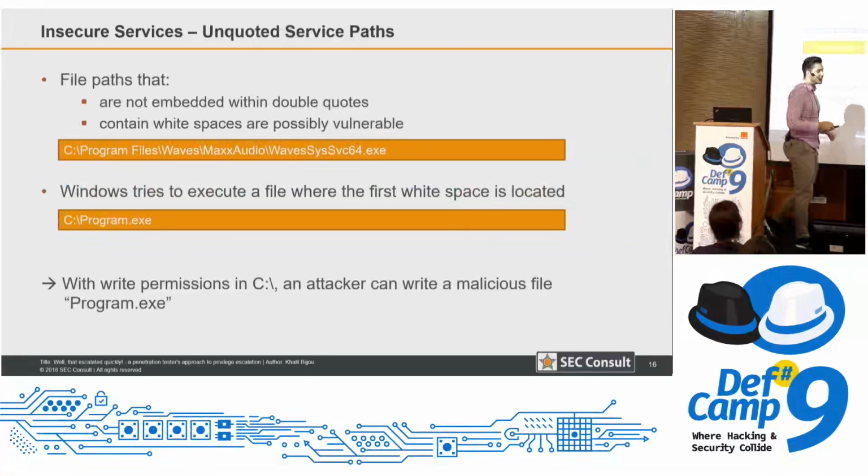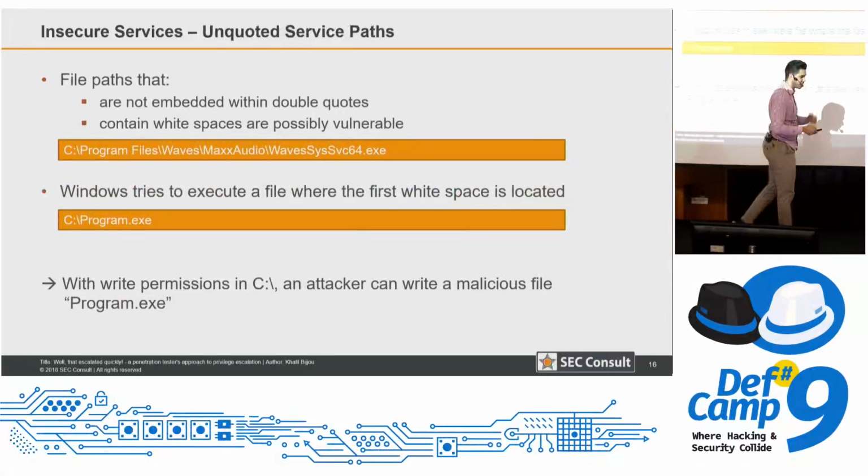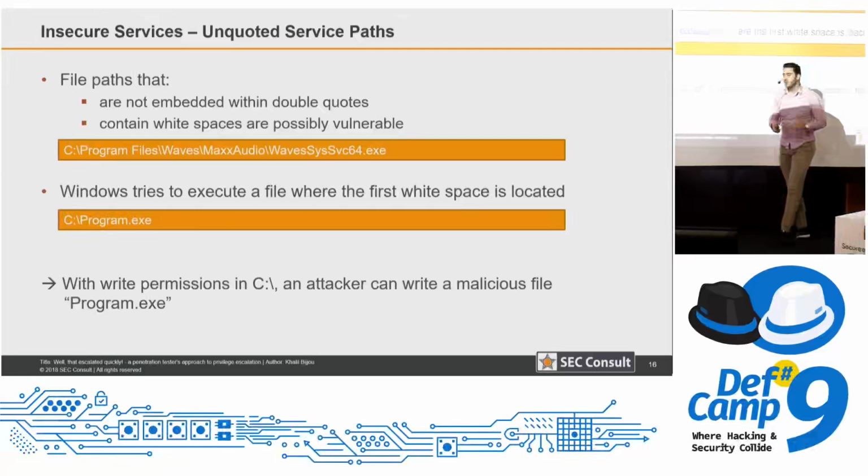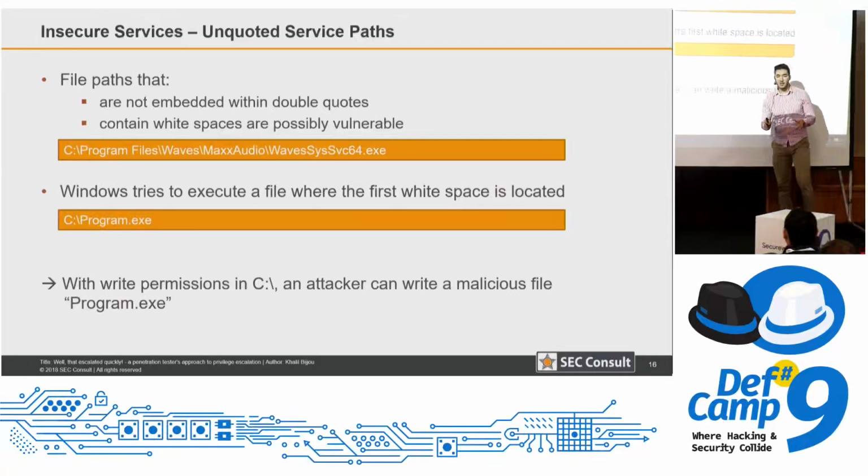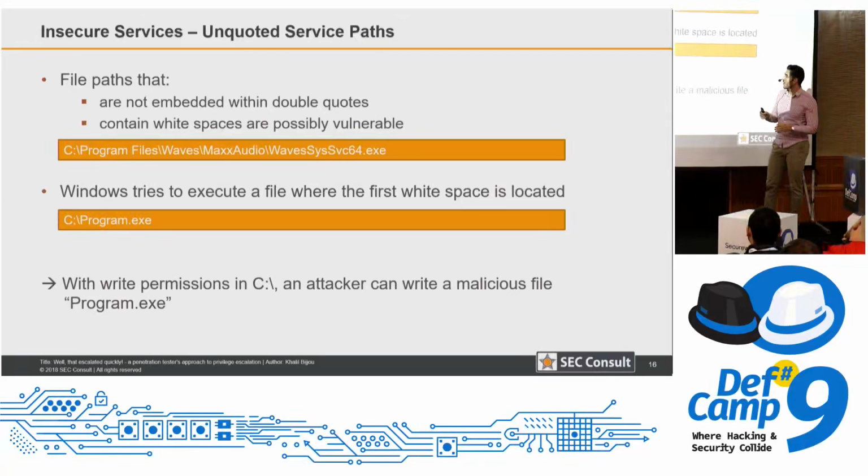Another interesting method, the unquoted service path method. For the unquoted service path method, what you need are services that use a file path which does not contain a double quote, so no double quotes at the beginning and at the end, and that contain a white space somewhere in the file path. So as an example, we have C:/Program Files/Waves, etc. So both conditions are met in this example.